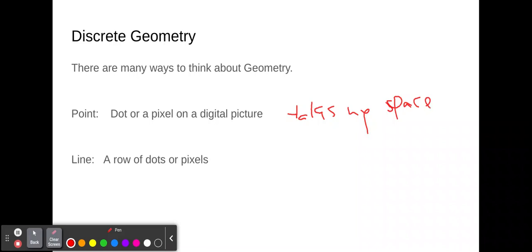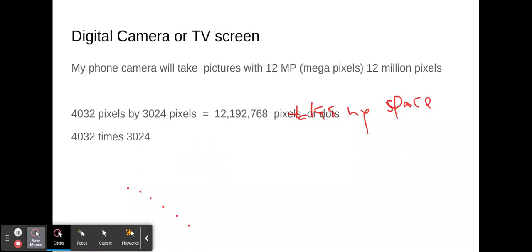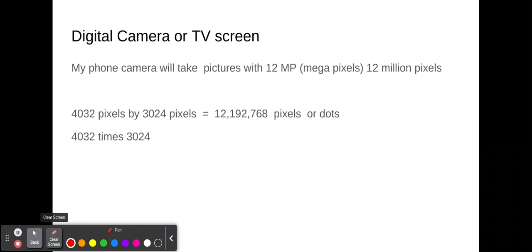So when we think of a line, we're going to think of like a row of dots. So if I have like some dots, that's not a very straight line. We'll talk more about that later, but when we think about it, that is a line. So let's go back and clear that off.